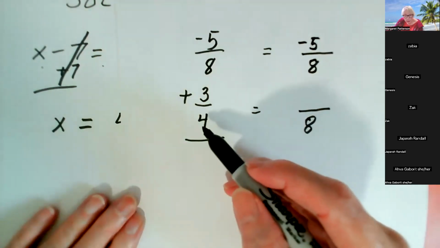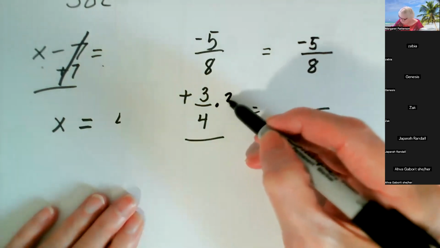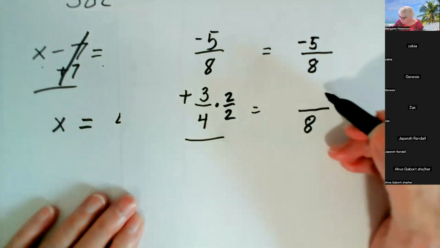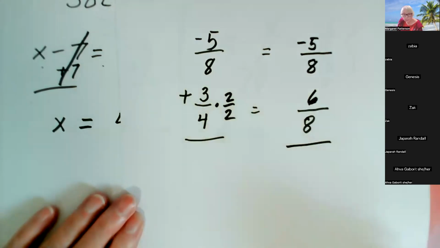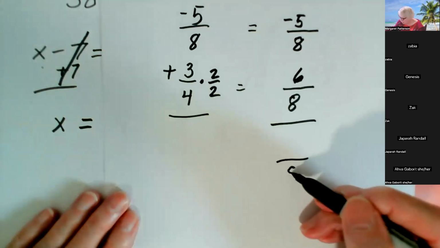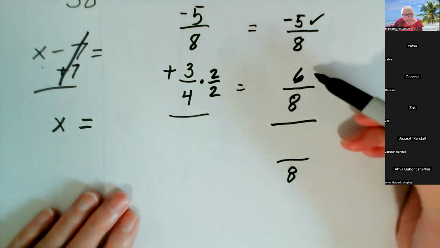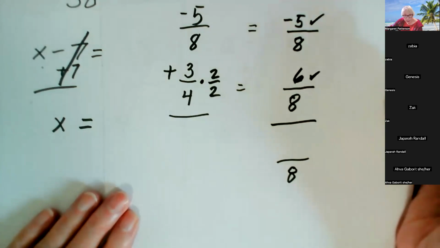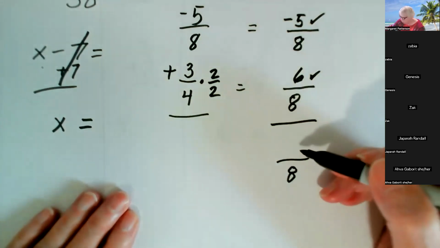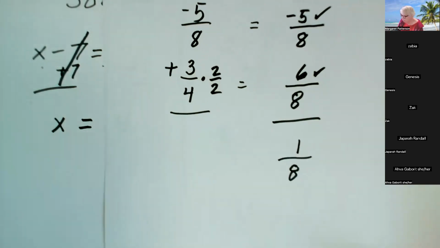The trouble with this one is 4 needs to be 8. And so you need to multiply it by 2/2. 4 times 2 is 8. 3 times 2 is 6. Okay. So I've got a common denominator, 8. And I have to combine these two, -5 with +6. This is really 6, take away 5, which is 1. So that is the final answer.